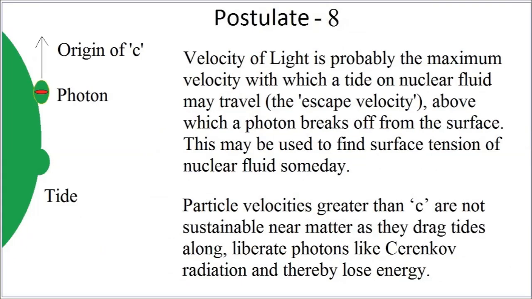The eighth postulate. Velocity of light is probably the maximum velocity with which a tide on nuclear fluid may travel, the escape velocity, above which a photon breaks off from the surface. This may be used to find surface tension of nuclear fluid someday. Deduction. Particle velocities greater than c are not sustainable near matter as they drag tides along, liberate photons like Cherenkov radiation and thereby lose energy.